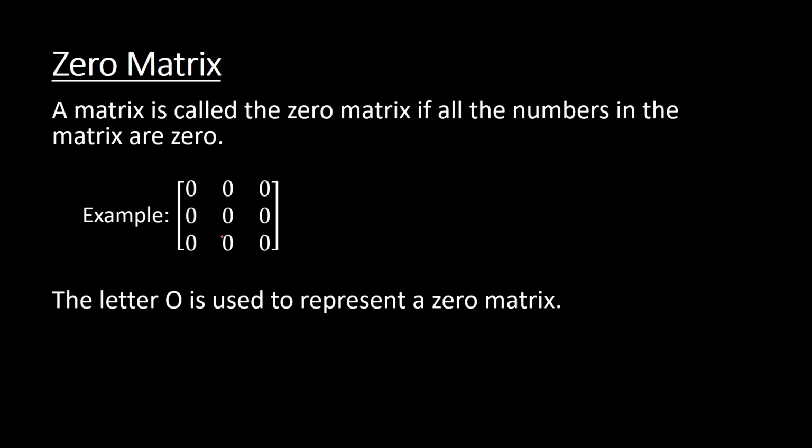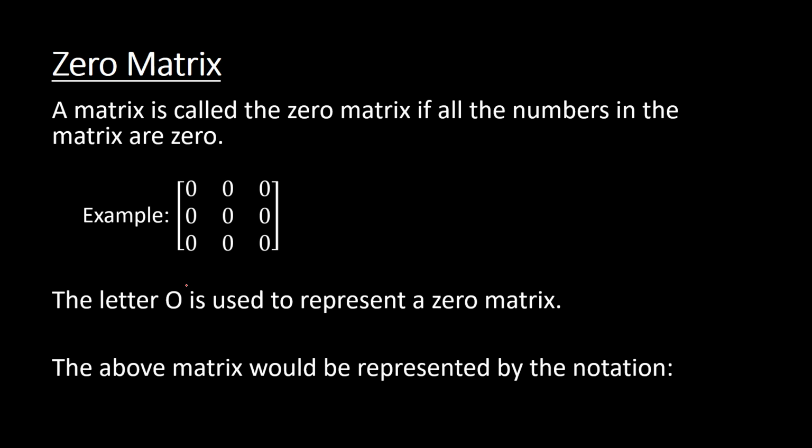Now when naming 0 matrices, we use the letter O to represent a 0 matrix, probably because an O looks just like a 0. And then being more specific, I can use the dimensions underneath the letter O, and this is a 3 by 3 matrix, so I can call this matrix O and then a little 3 by 3 underneath it.